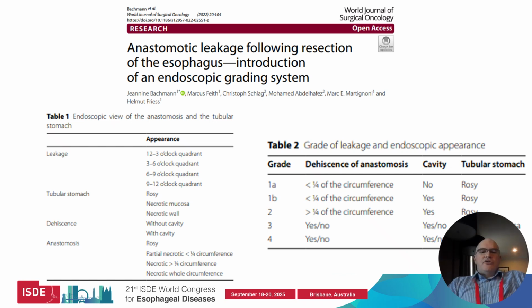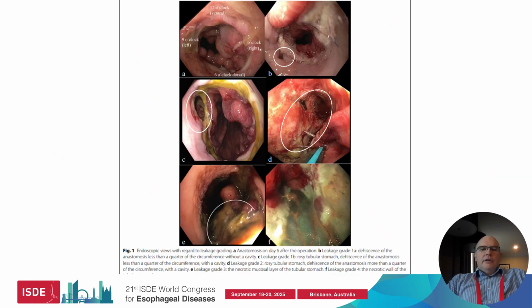This study introduced a grading system depending on how much of the circumference was involved in the leak, the perfusion of the stomach looking rosy or necrotic, whether there's a cavity, and whether the anastomosis had issues as well. And these are various endoscopic pictures of various grades of anastomotic leakage seen at endoscopy.